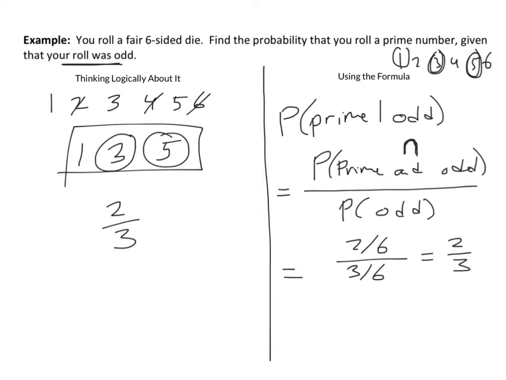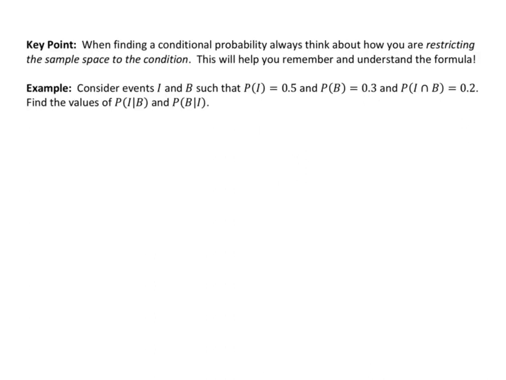And it's good for us to know that we can think about this logically. There's another way that we can think about this even more deeply, and that's what we're going to get into next. There's this thing that I always say when I teach conditional probability, and if we were together physically in class, you'd hear me say this a lot. It's this idea that when we find conditional probability, I want you to always be thinking about how you are restricting the sample space to the condition.